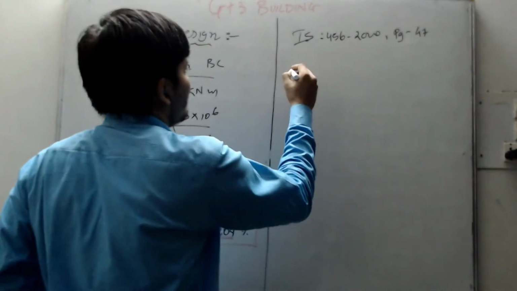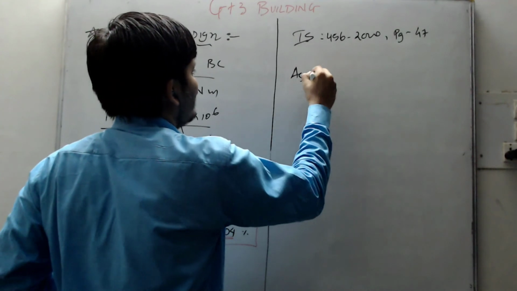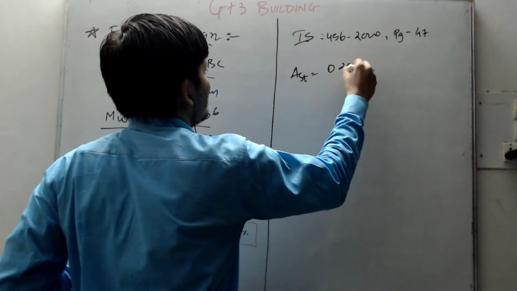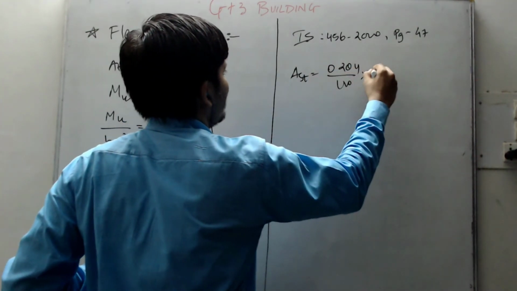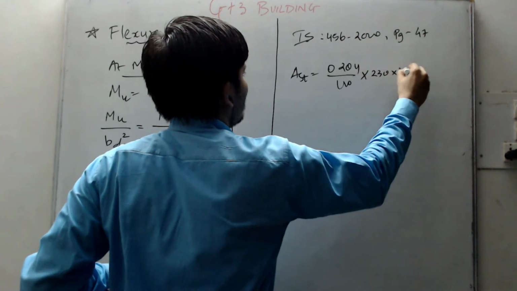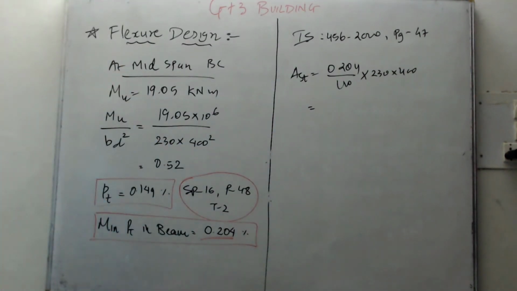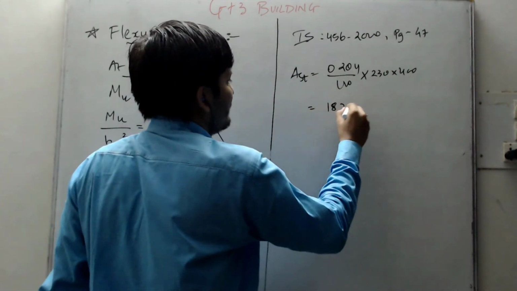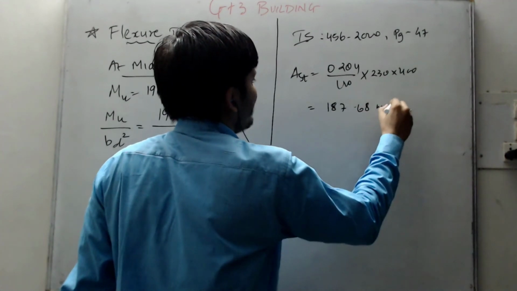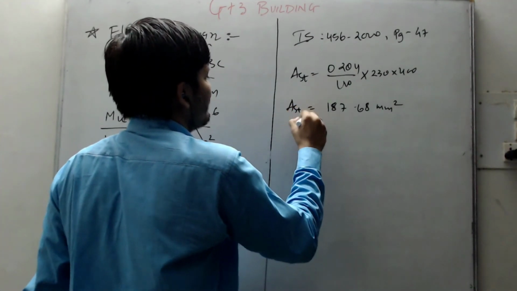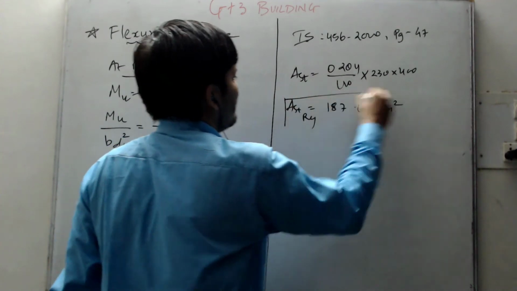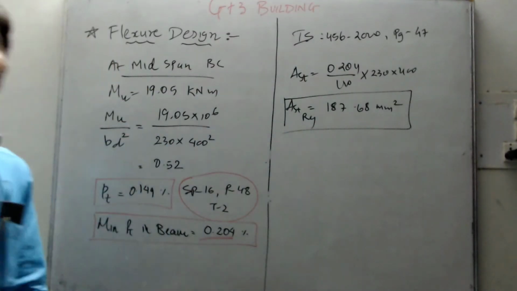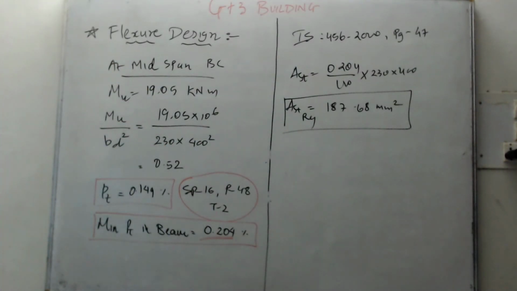So Ast will be 0.204 divided by 100 multiplied by b into d, right? So you get this value as 187.68 mm square. This is the area of steel required. So we need to select a diameter of bar in such a way that the area of steel provided is more than this value, right?